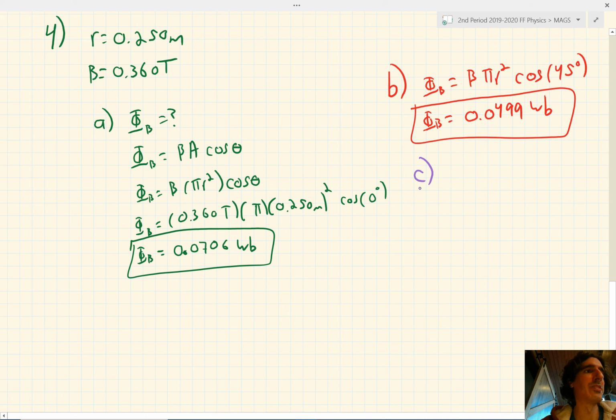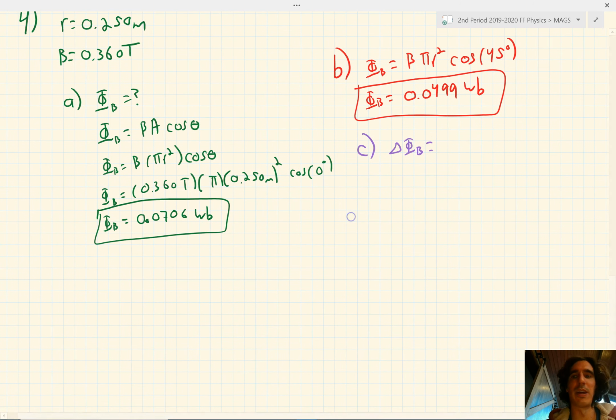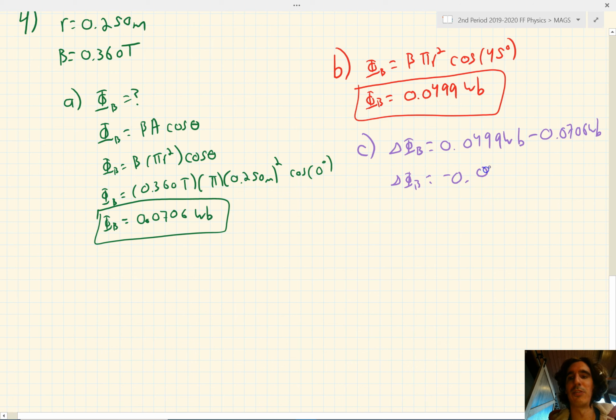And the last question, what is the change in flux due to the rotation of the loop? So the change in phi b is just the final minus initial, or our answer from letter B minus our answer from letter A. So 0.0499 Webers minus 0.0706. And we get a change of negative 0.0207 Webers.